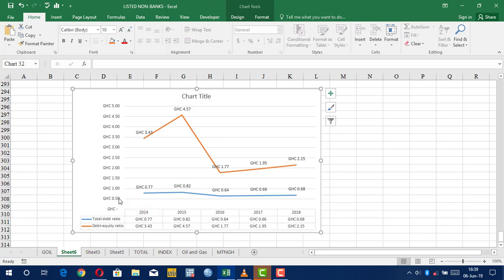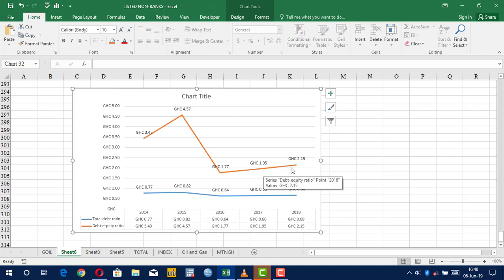Now let's look at the debt to equity. The debt to equity refers to the ability of shareholders to cover all outstanding debt in the company. So for every cedi that they spend in the company, how much of it is covered? Total debt to equity in 2014 stood at 3 cedis 43 pesos. It increased to 4 cedis 57 pesos. In 2016 it declined to 1 cedi 77 pesos. In 2017, it increased to 1 cedi 95 pesos, as we're seeing here. And in 2018, it increased to 2 cedis 15 pesos.